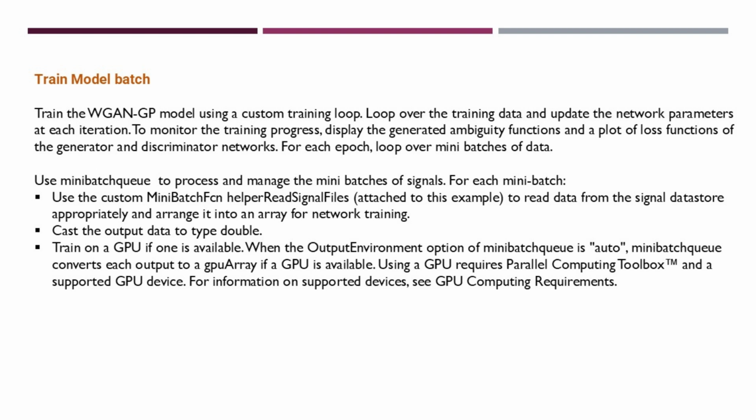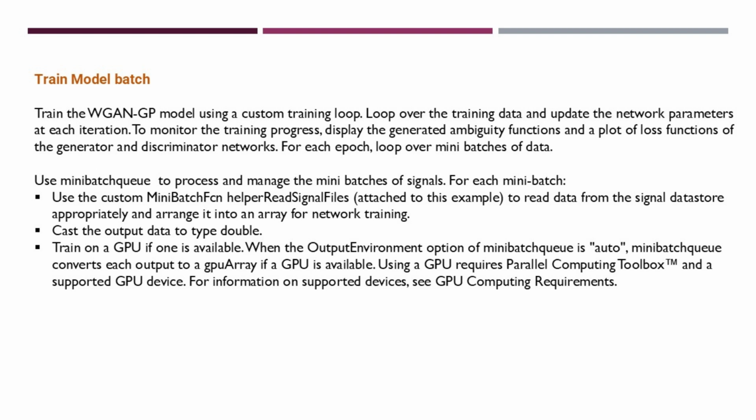For each mini-batch, use the custom mini-batch FCN helper read signal files attached to this example to read data from the signal data store appropriately and arrange it into an array for network training. Cast the output data to type double. Train on a GPU if one is available.